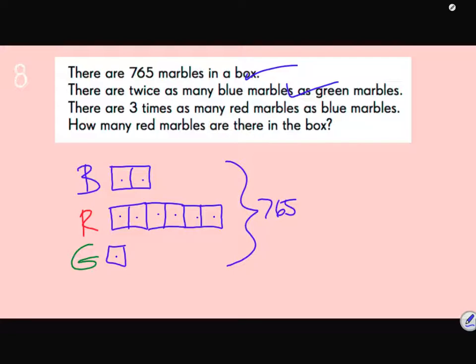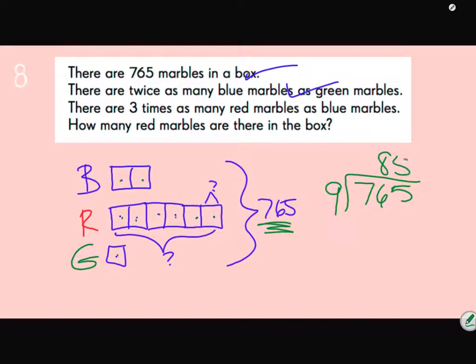Now, how many red marbles are there in the box? I'm trying to find how much this is. So first I need to figure out how many is just one box. Well, I have 765 surrounding 1, 2, 3, 4, 5, 6, 7, 8, 9 different parts. 765 surrounding 9 equal parts suggests that I will divide. And 765 divided by 9 is 85. So that means that 1 part is 85 marbles.